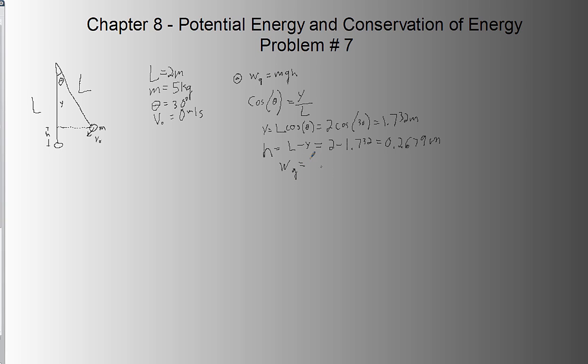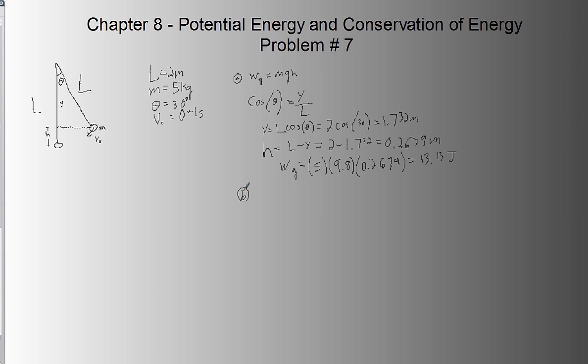So work due to gravity is mgh, mass is 5, g is 9.8, and h is 0.2679. So this equals 13.13 joules. Now this is positive because we're looking for the work that gravity does on it. And so gravity is pulling down. Its displacement is down, same direction, positive work. Alright.